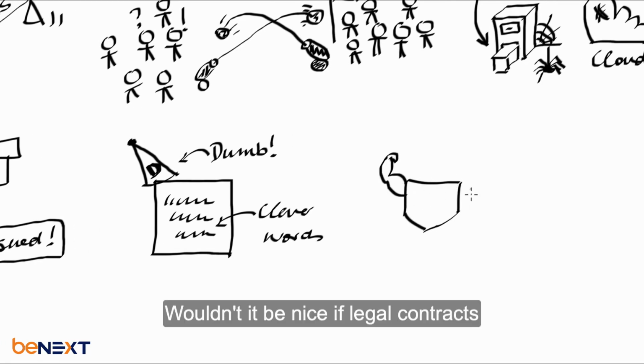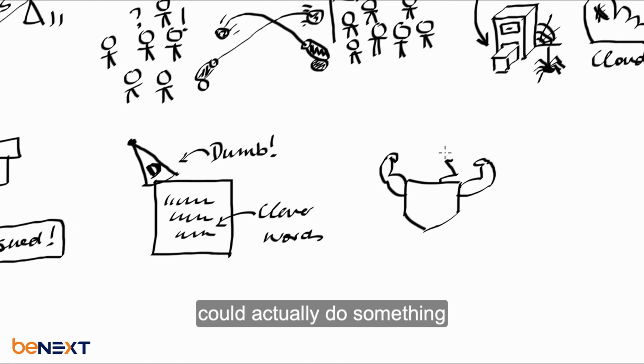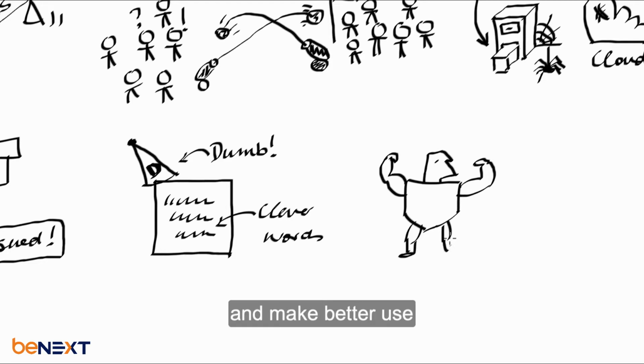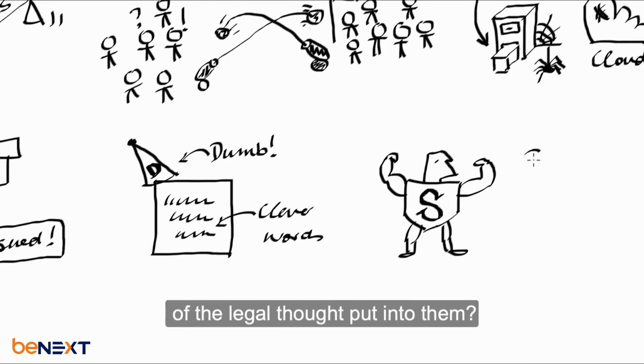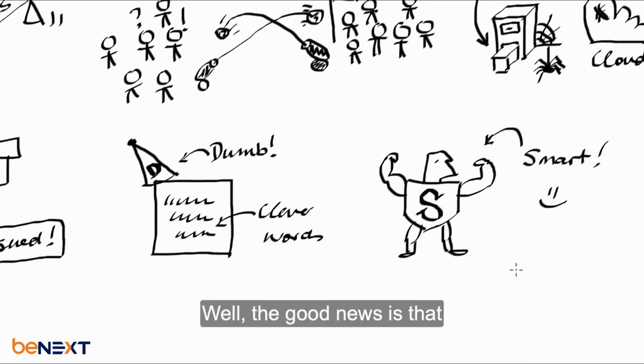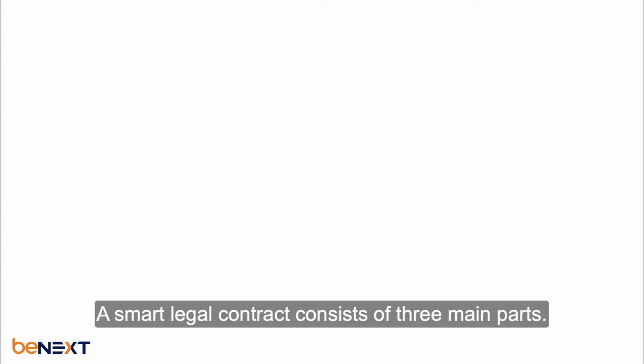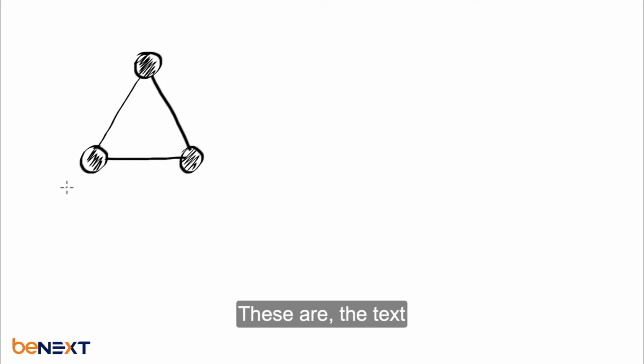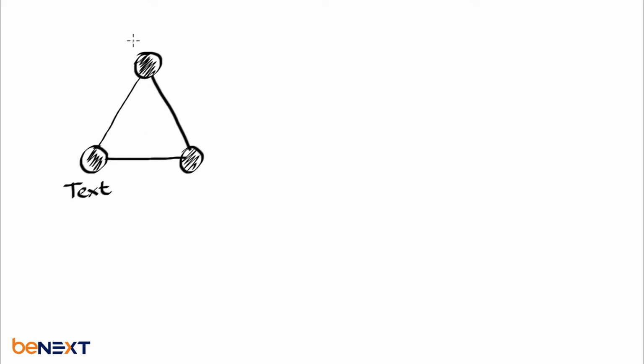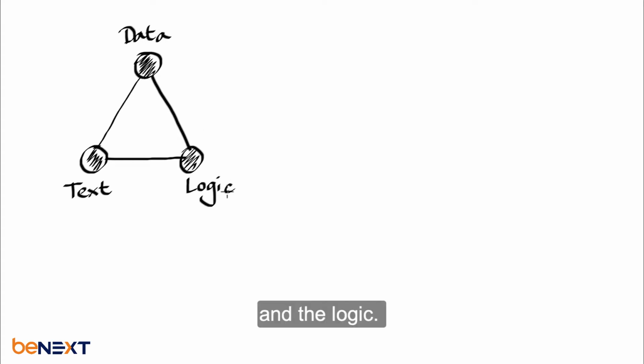Wouldn't it be nice if legal contracts could actually do something with the cleverness they contain, and make better use of the legal thought put into them? Well, the good news is that smart legal contracts are here to help. A smart legal contract consists of three main parts. These are the text, the data, and the logic.